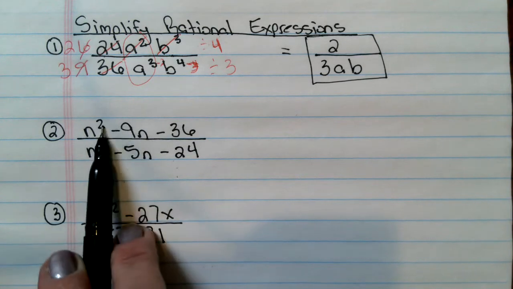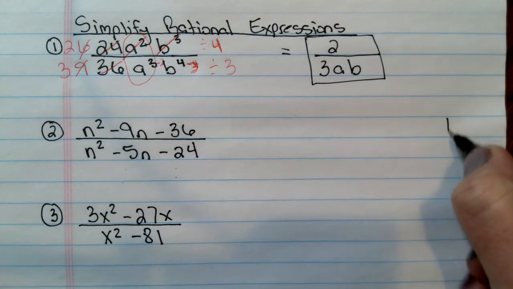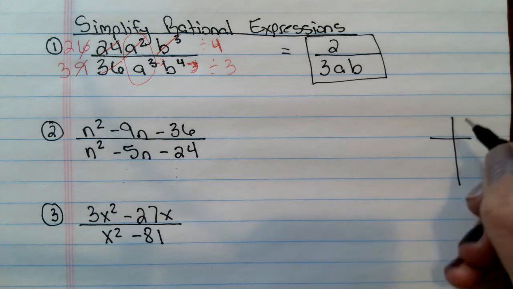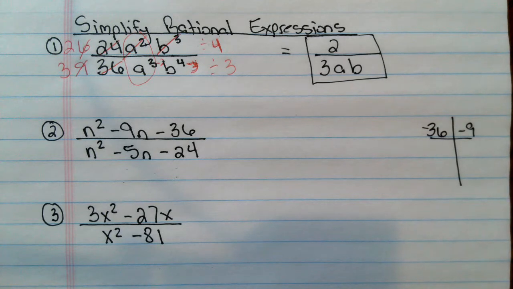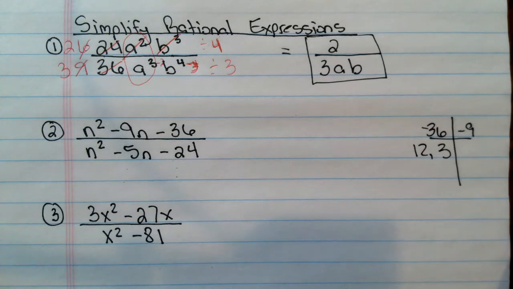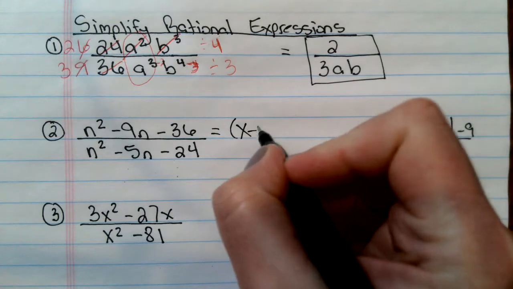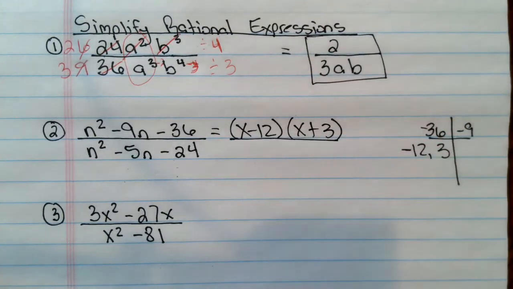Another type would be I have a trinomial on top and bottom, and I'm going to have to factor each of those. So when I factor the top, I need factors of negative 36 that add up to negative 9. Let's see, 12 times 3 is 36, and the 12 has to be the bigger number. So this is going to factor as x minus 12, x plus 3.